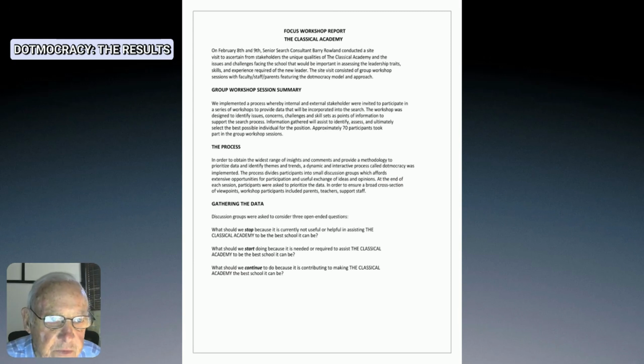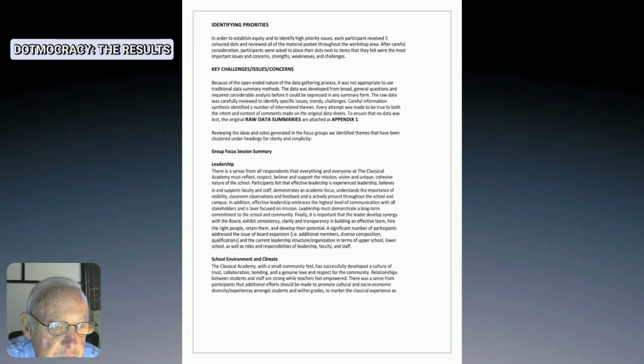You can see in front of you the sample of the workshop report that starts with an explanation of the sessions and how many people took part, the process that was used, the questions that were used to gather the data from all of the participants, how priorities were identified using 5 colored dots, and the importance of having an open-ended process and being able to take the raw data summaries and to develop a report with collective themes that are clustered around the various suggestions and opinions and votes that were identified.